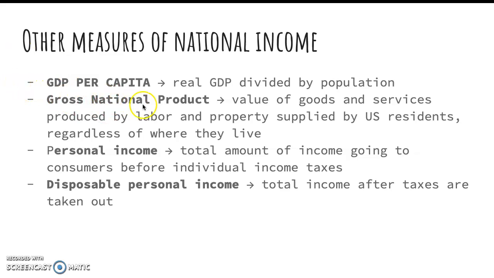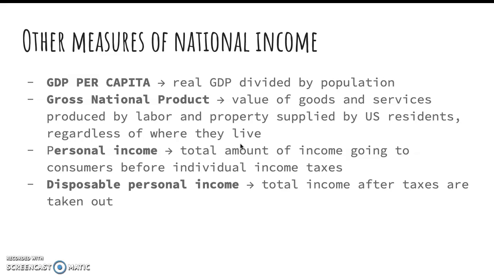And then you have the gross national product. This is the value of goods and services produced by labor and property supplied by U.S. residents regardless of where they live. So this would be like all the U.S. companies, even though they might be outside of the U.S., they're still bringing value into the U.S. So gross national product takes that into account.